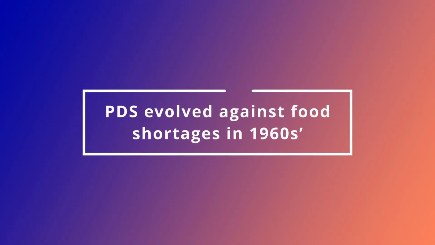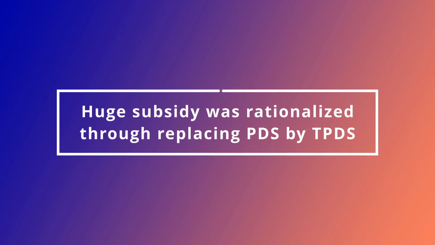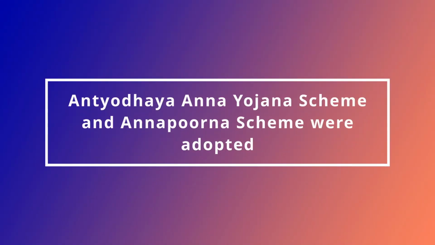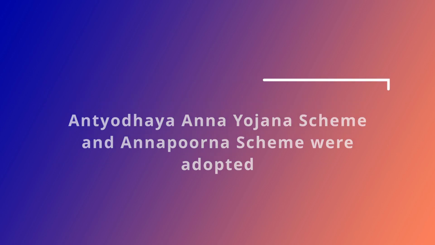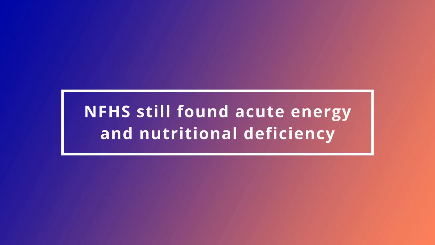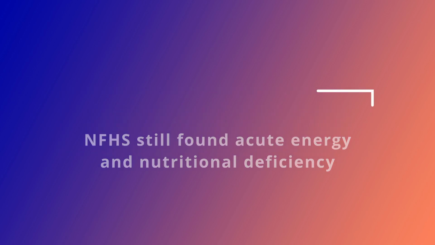If we focus on food security, the Food Corporation of India has been implemented. The public distribution system through rationing has started since the 1960s, and huge subsidy has been rationalized, because if we try to subsidize our working population in this way, we cannot finance our budget. So PDS has been replaced by targeted PDS, TPDS. Antyodaya Anna Yojana and Annapurna schemes were adopted, and the National Family Health Scheme has been adopted, which focus on the shortcomings of energy and nutritional benefits.